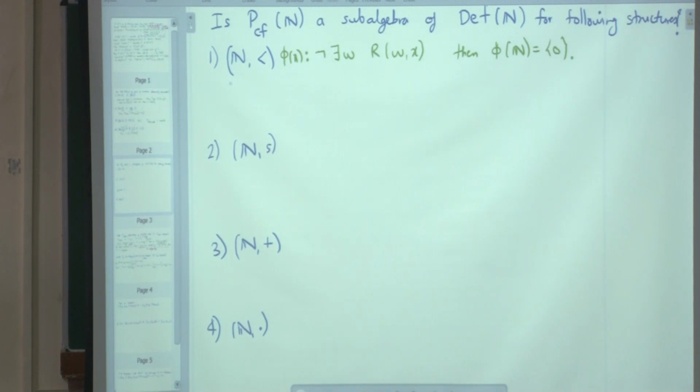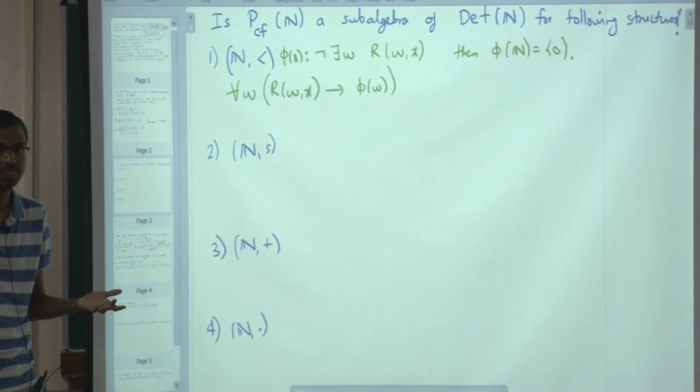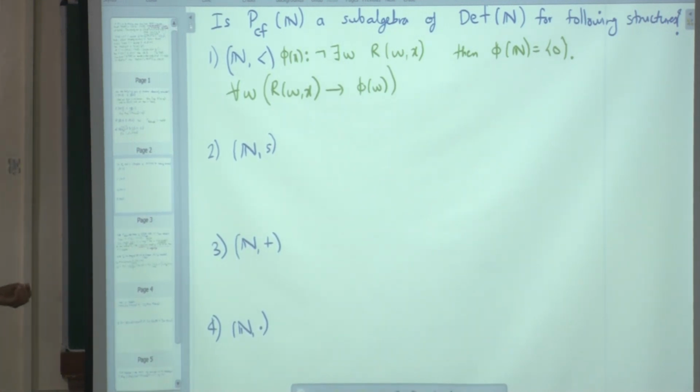For all W, RWX implies that phi of W holds, where phi is the formula above. So if W is smaller than X, then W is 0. This describes 1. Then similarly you can write down what describes 2. You can describe what is 1 million, because there are only so many things less than that. It's still a finite formula.